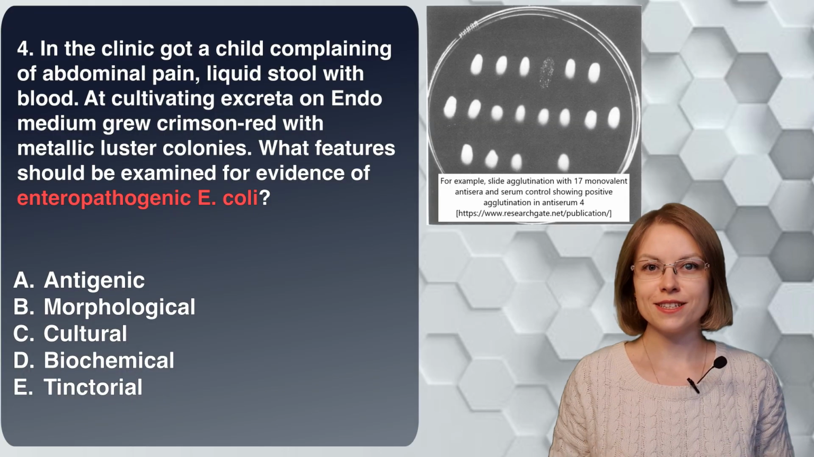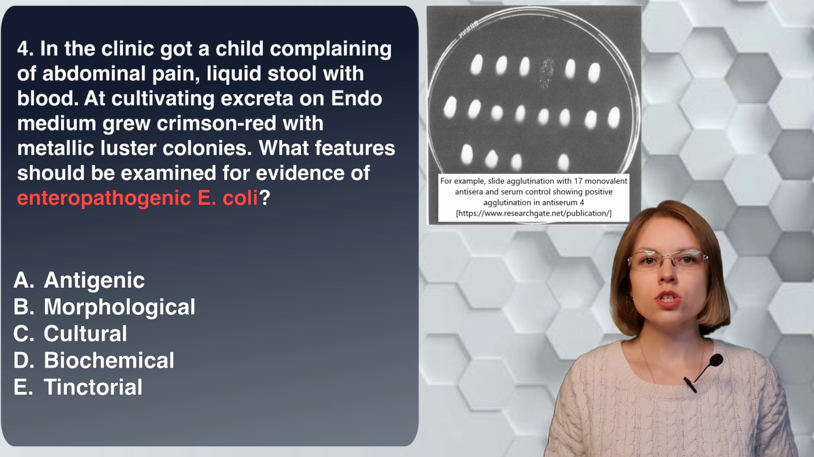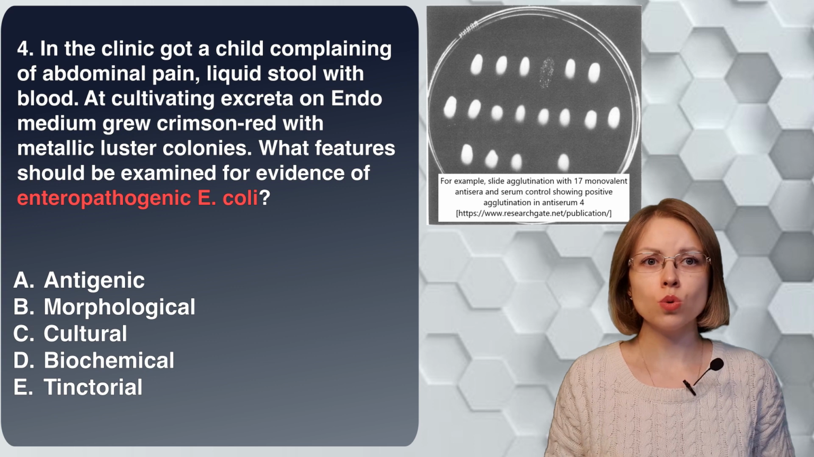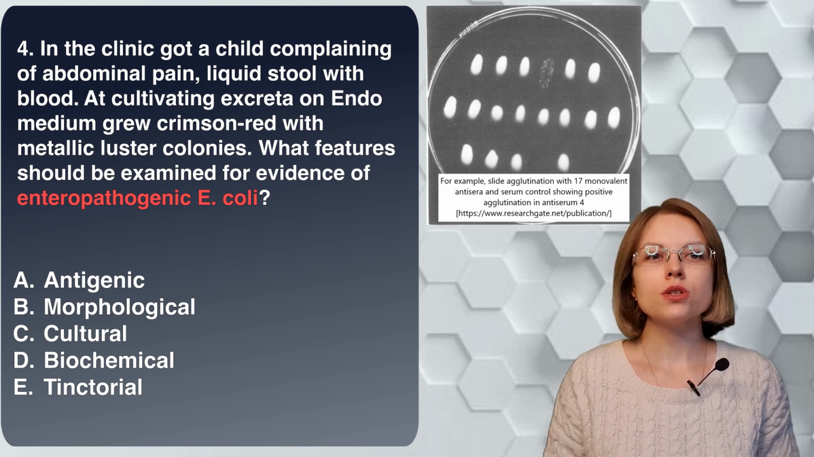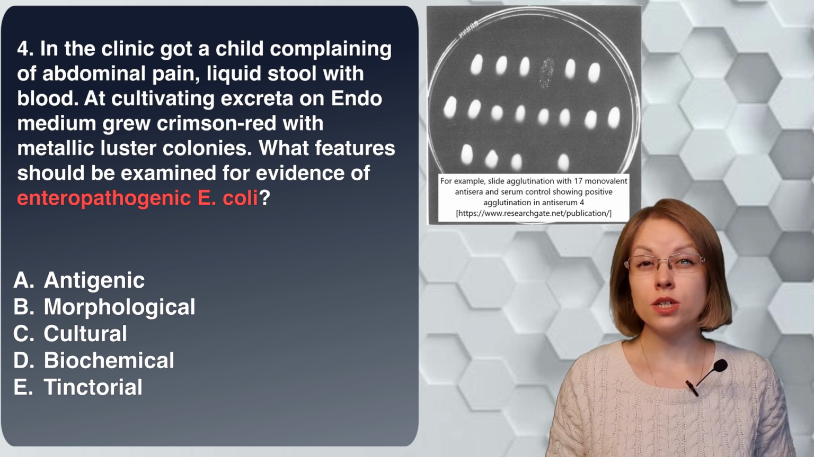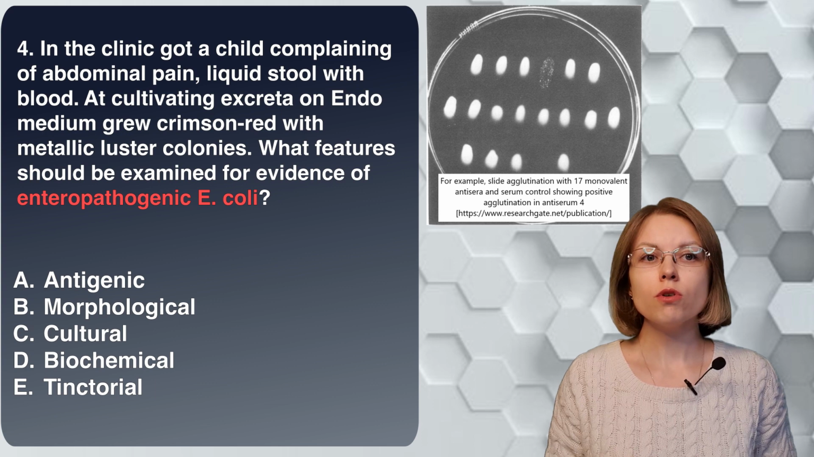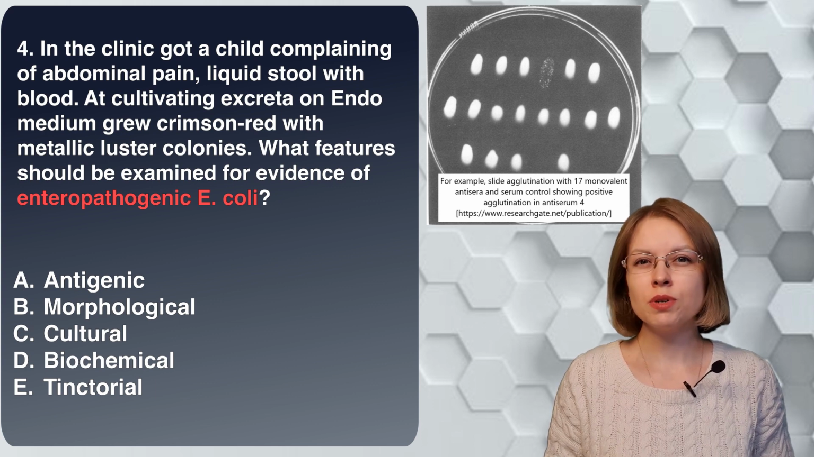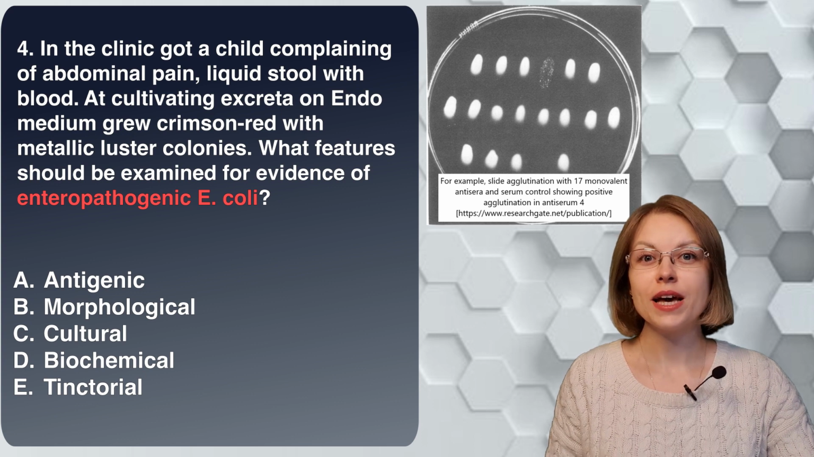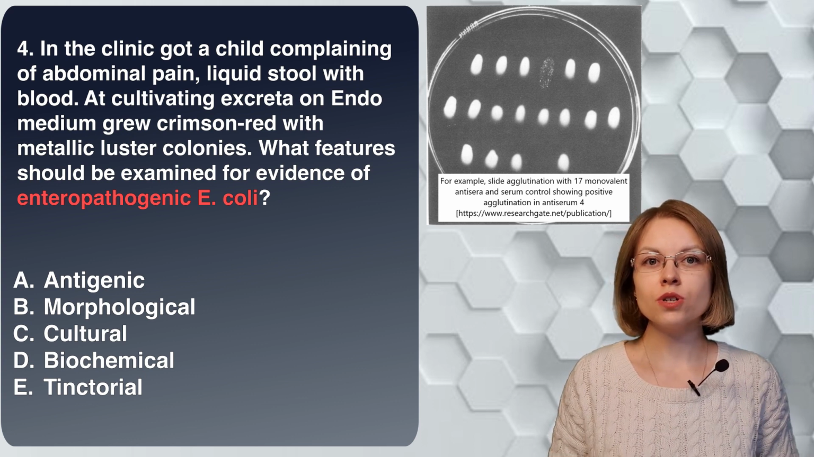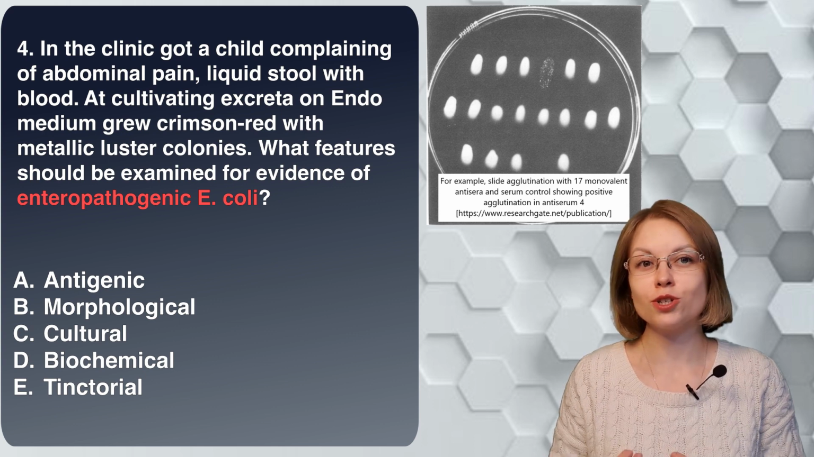The fourth test. A child came to the clinic complaining of abdominal pain and liquid stool with blood. On cultivating the excreta on Endo medium, crimson red colonies with metallic luster grew. What features should be examined for evidence of enteropathogenic Escherichia coli? In this test, the keyword is the group of Escherichia coli, namely enteropathogenic.